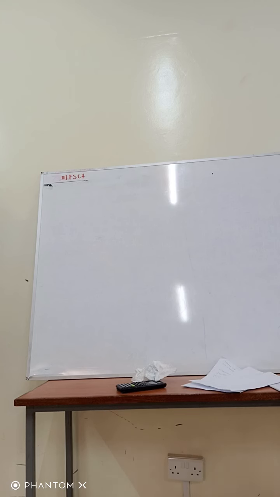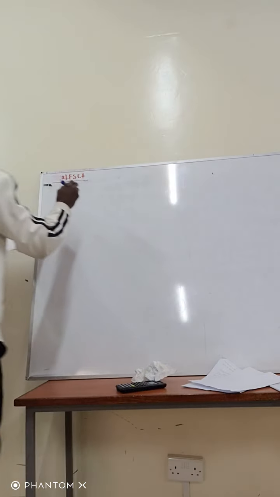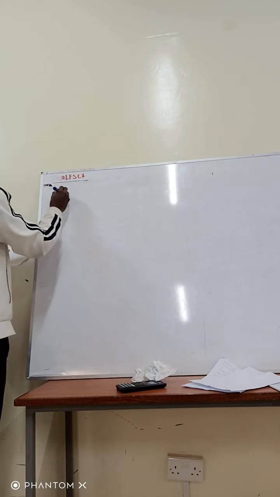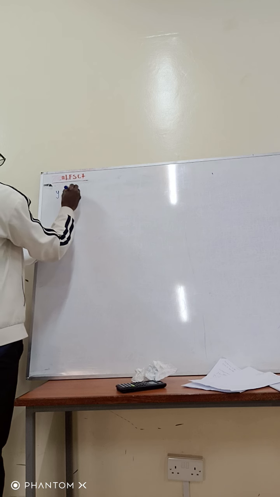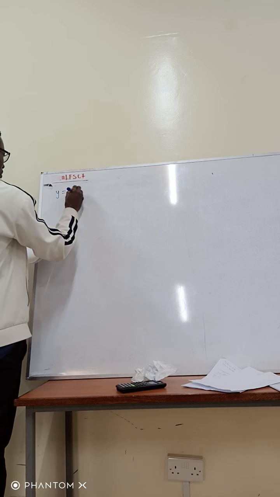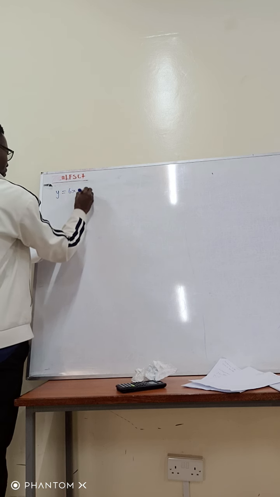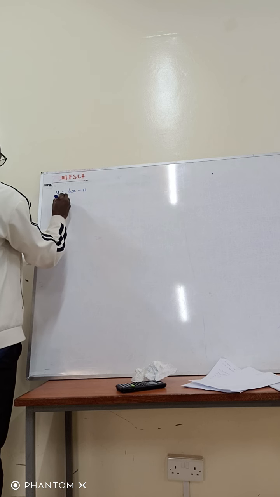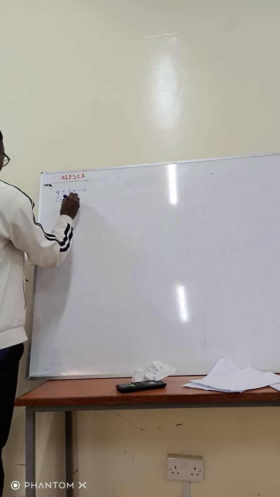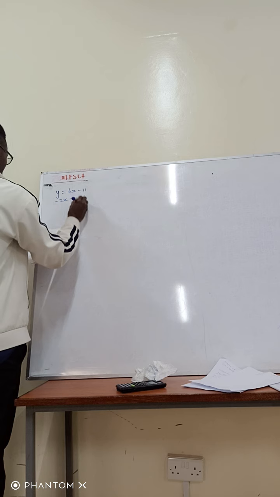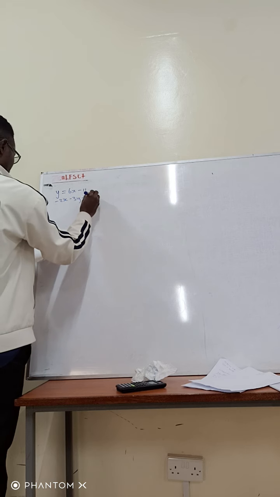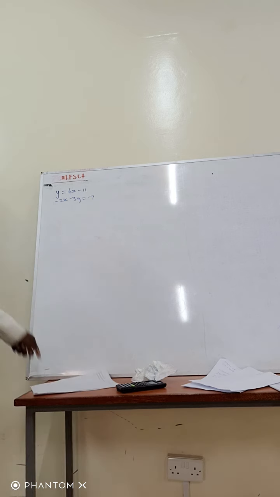So we're looking at, it was 2. We had y is equals to 6x minus 11. Then we have negative 2x minus 3y is equals to negative 7. So this was the question.